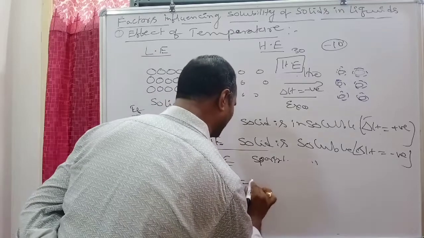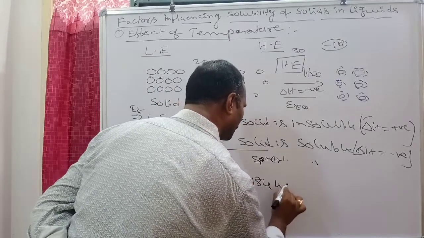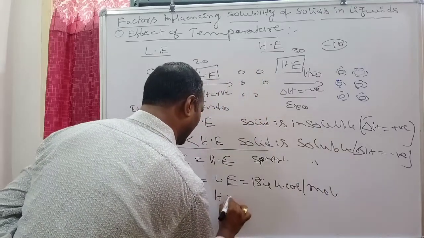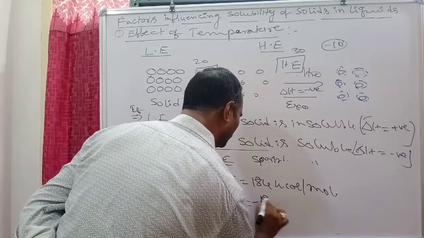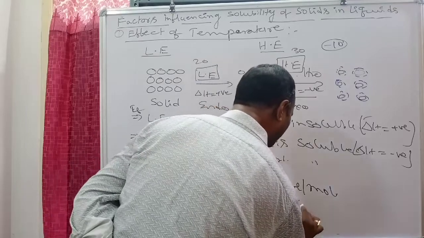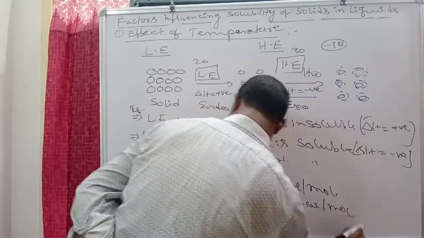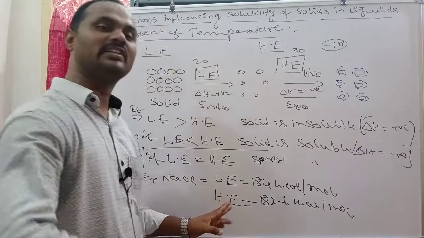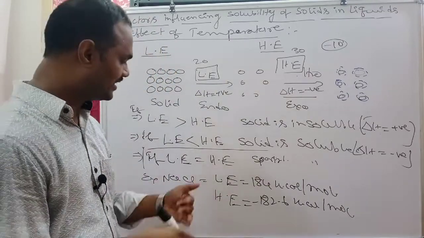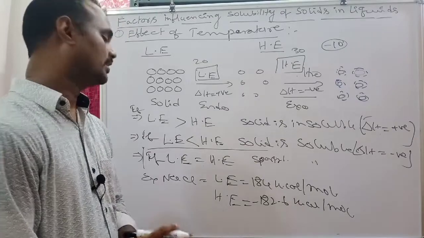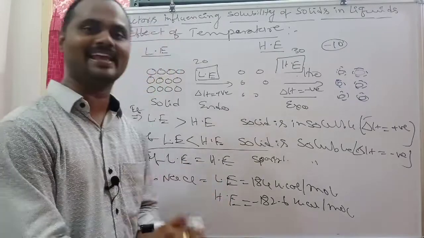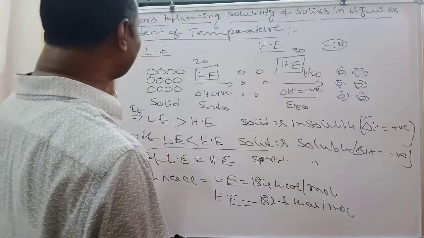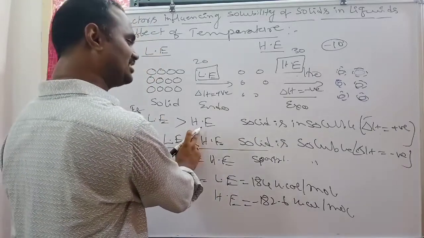NaCl lattice energy is 184 kilocalorie per mole and hydration energy is 182.6 kilocalorie per mole. For these types of solutes, the temperature effect, whether increasing or decreasing, is very small on their solubility. But in the first case, lattice energy is more than hydration energy.